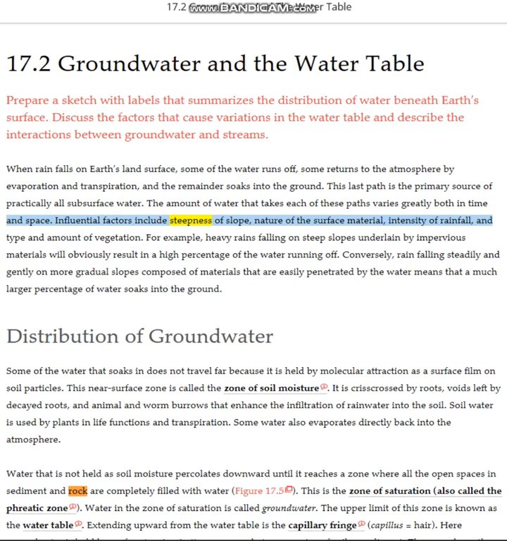Influential factors include steepness of slope, nature of the surface material, intensity of rainfall, and type and amount of vegetation. For example, heavy rains falling on steep slopes underlain by impervious materials will obviously result in a high percentage of the water running off. Conversely, rain falling steadily and gently on more gradual slopes composed of materials that are easily penetrated by the water means that a much larger percentage of water soaks into the ground.